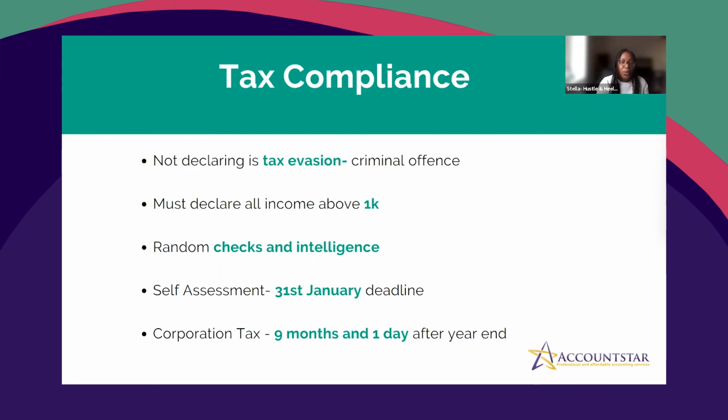HMRC. As I mentioned before, once you've made at least 1K, you should be registering with HMRC if you're going to be self-employed, or you should be registering your business as a limited company, or whatever kind of registration, whatever structure you decided to go for. You must declare all income that's above 1K, even if you have not made a profit. So you have to declare this with HMRC.